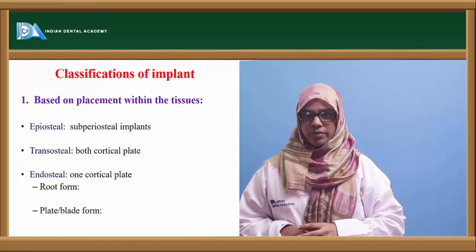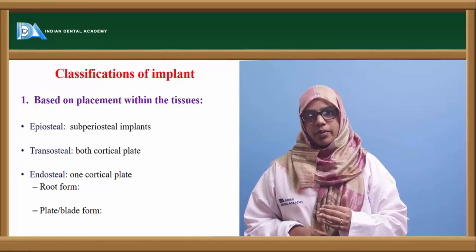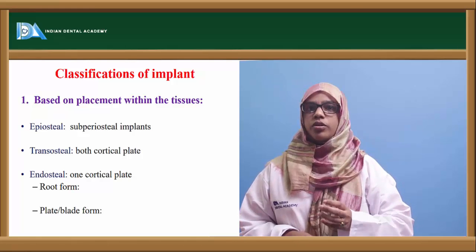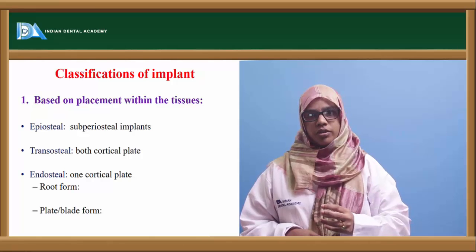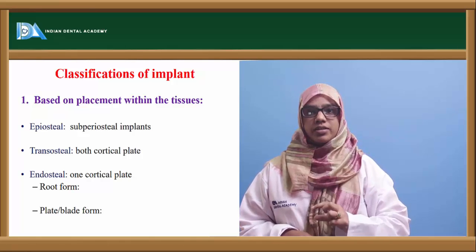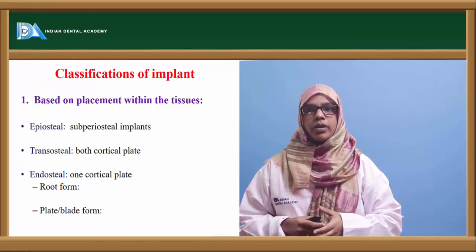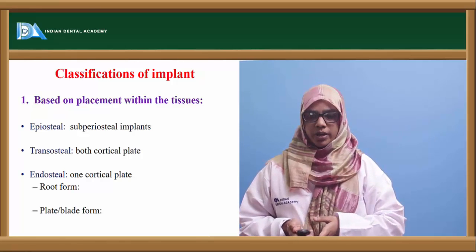Bicortical transosseous implant. Endostal implant. They pierce one cortical plate and they lie in the bone, that is the body of the bone, the substance that is in the basal bone. Now endostal implants are of two forms, that is root form implant, plate or blade form implant.